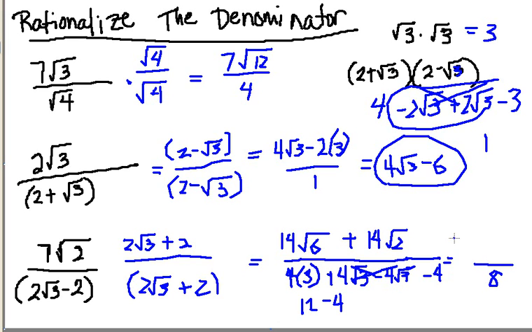Alright. And my numerator, I could pull out a 14 and write this in a different way. Square root 6 plus square root 2. But you could also just leave it the way you had it. Alright. 14 square root of 6 plus 14 square root of 2.